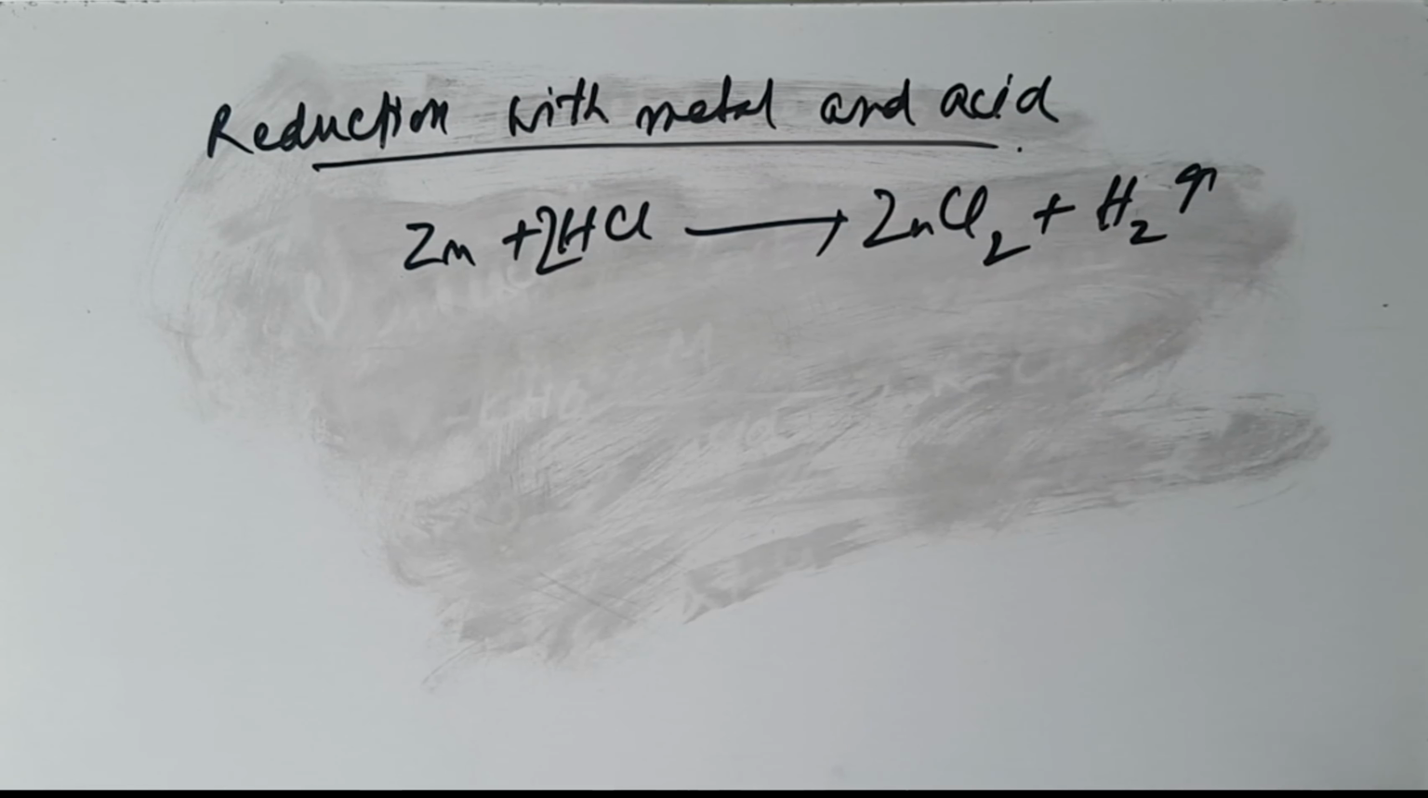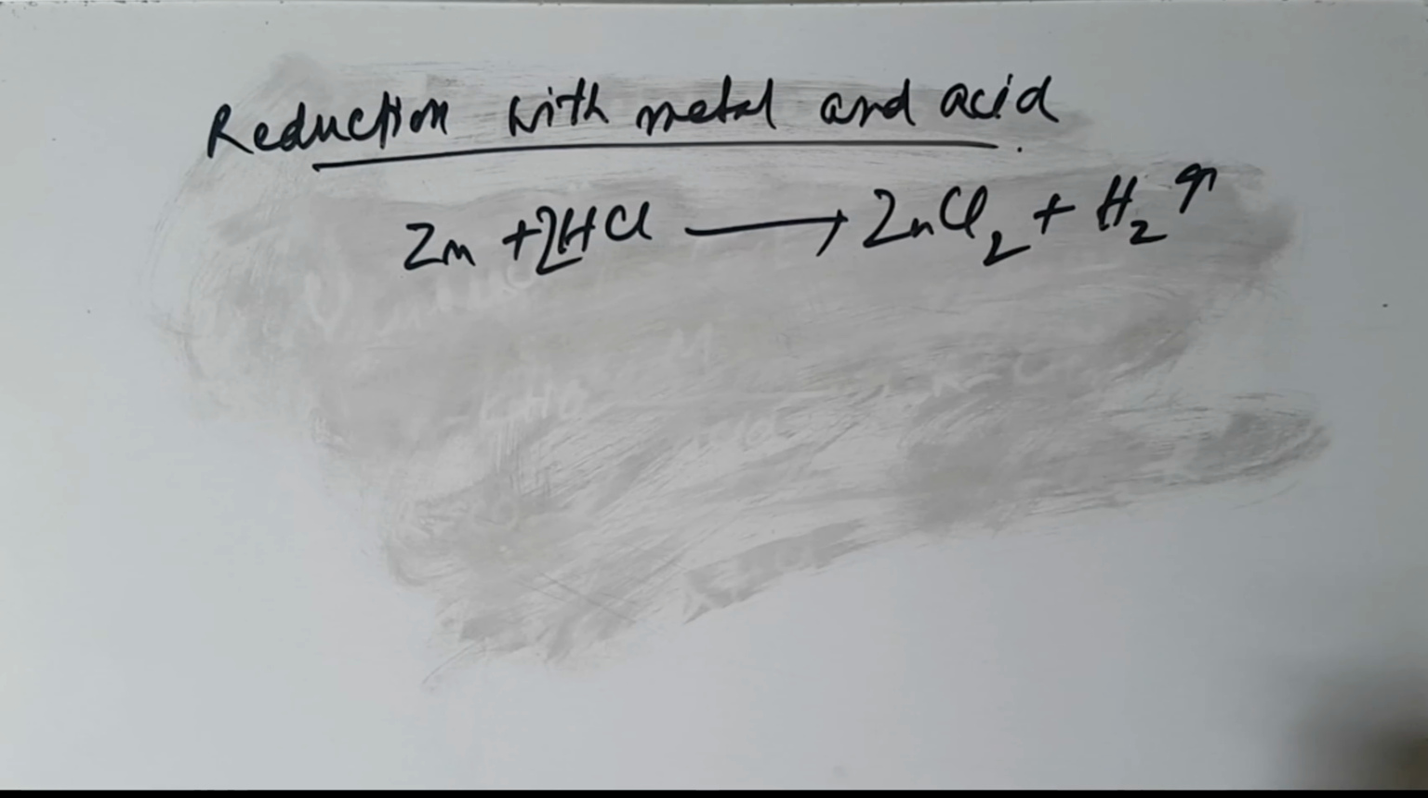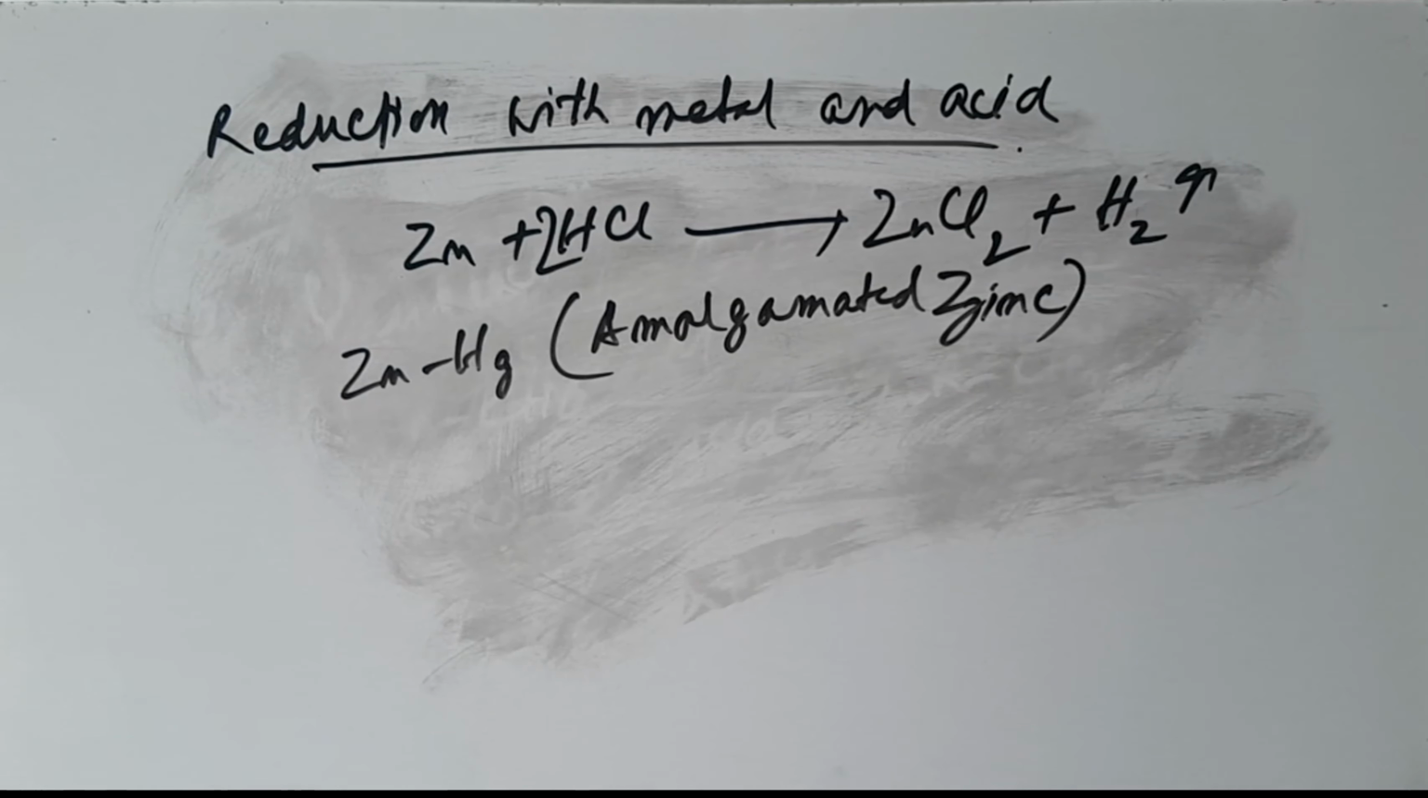Because of the presence of HCl with the zinc, hydrogen is evolved. To check the evolution of hydrogen gas in the reaction, zinc is always used with mercury, that is, amalgamated zinc. The metal is used in the form of zinc-mercury amalgam. So I'll give some examples here.